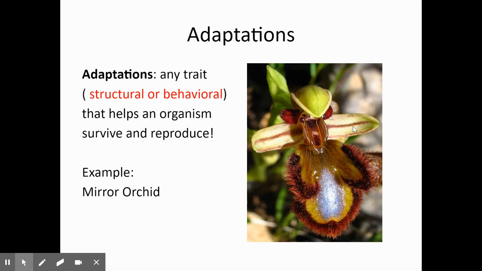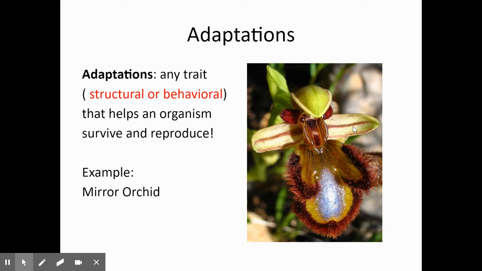So first of all, let's go ahead and review what the term adaptations means. An adaptation is any trait that helps an organism to survive. And remember, when we talked about natural selection, the goal is to survive. When you survive, you have a greater chance of reproducing. And when you reproduce, the hope is that you pass on that trait to your offspring.